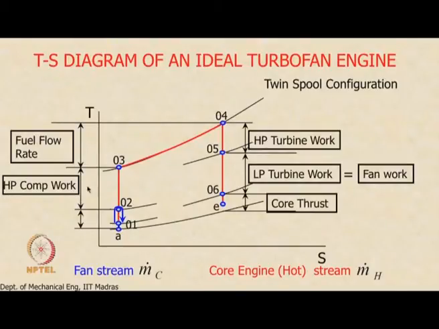But keep in mind that the HP compressor work will decrease now, because its inlet is moving up. So the advantage now is that in the previous case, 5 was fixed and 6 kept moving down. In this case, 6 is moving down, but 5 is also moving up.